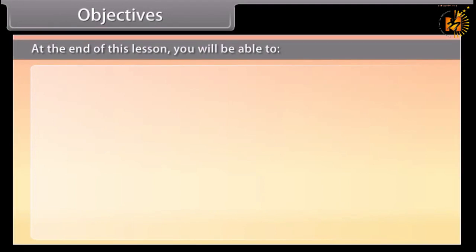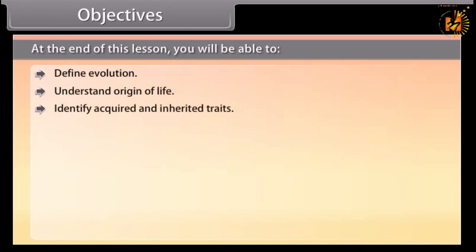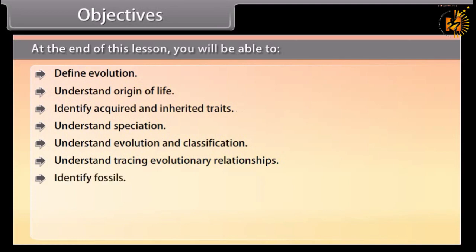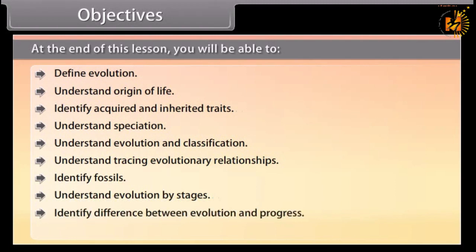Objectives. At the end of this lesson, you'll be able to define evolution, understand origin of life, identify acquired and inherited traits, understand speciation, understand evolution and classification, understand tracing evolutionary relationships, identify fossils, understand evolution by stages, identify difference between evolution and progress, understand process of human evolution.